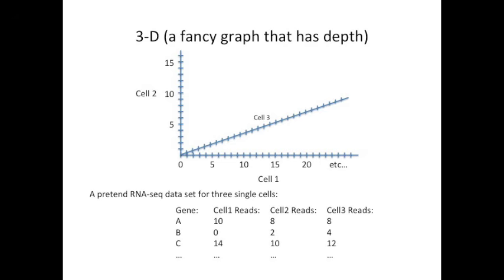So now our pretend RNA sequencing dataset has data for 3 single cells. And just like before, if we wanted to plot the data for gene A, we would go over to 10 for cell 1, up to 8 for cell 2, and then back 8 for cell 3. We then draw lines perpendicular to each axis to figure out where they all meet, and then we put a dot there. I'm not going to do too many examples of this because you get the idea.